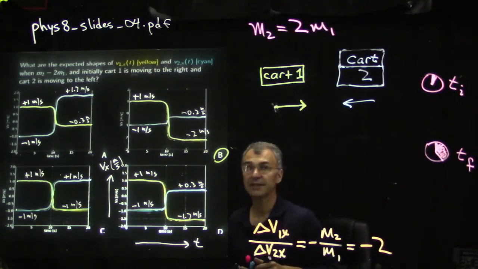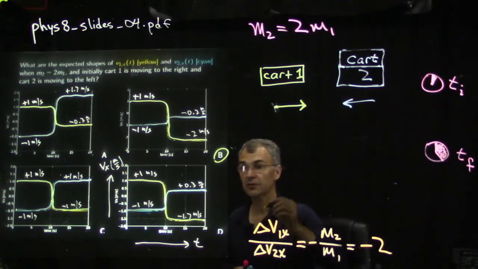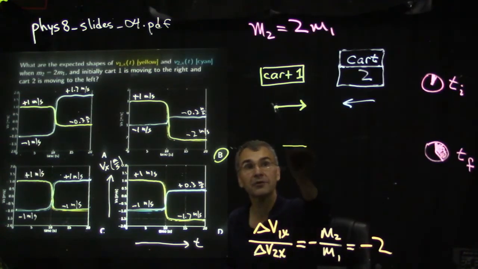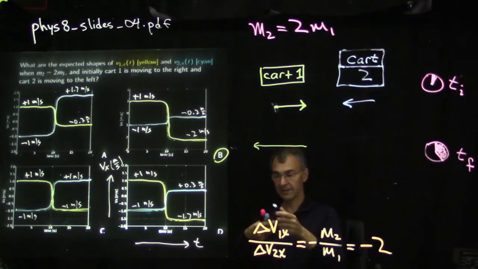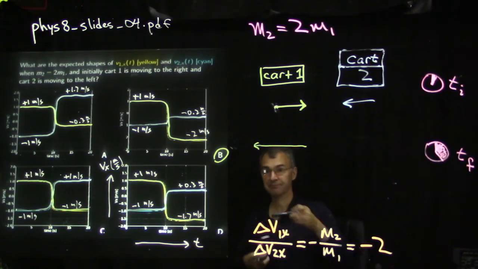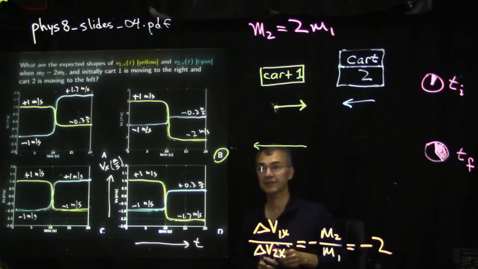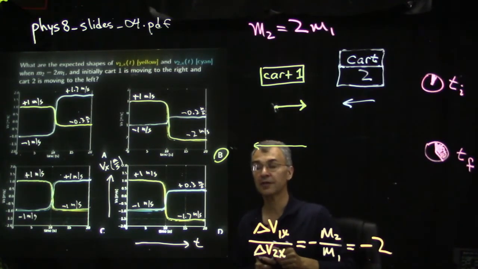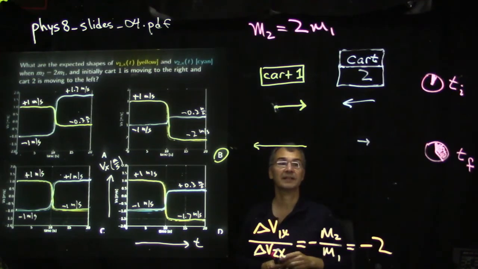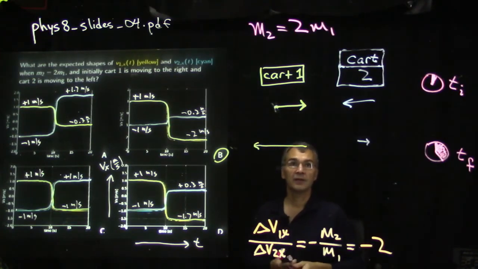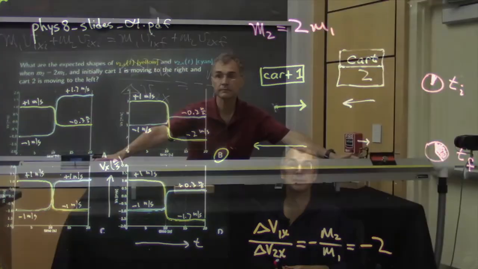So it seems like in the final state, cart 1 is going backwards with almost twice its initial speed. And so it really recoils backwards. And in the final state, cart 2 is going forward, that's to the right, with about a third its initial speed. So it's something like that. So let's see if that's consistent with the clip. Let's watch the video clip.